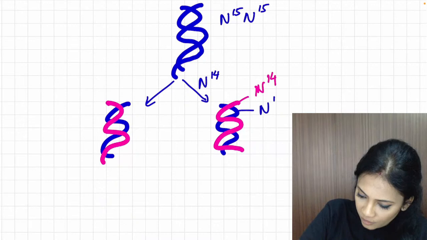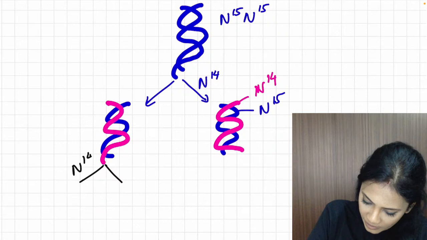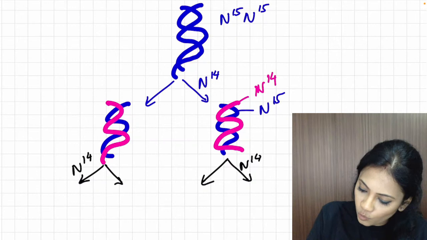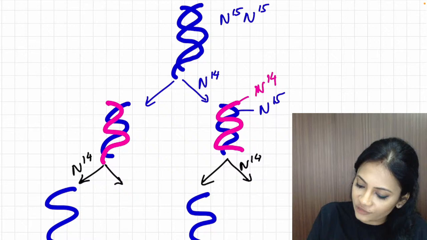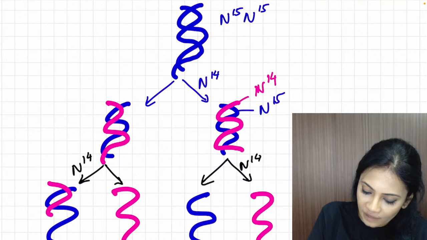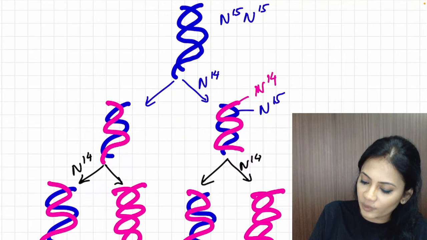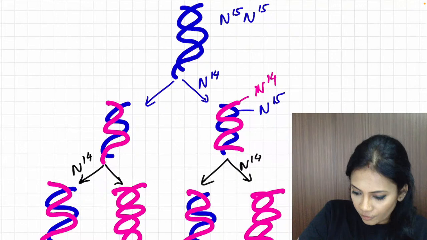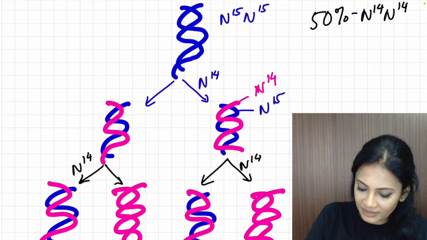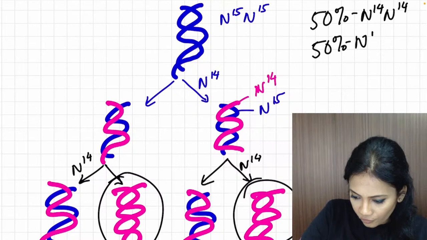Then, one more time, N14 medium. What do you get? Let the strands first open up, then we add N14 strand. So what do we get over here, kids? You are going to get 50% N14, N14, that's these two, and 50% N14, N15, that's these two.